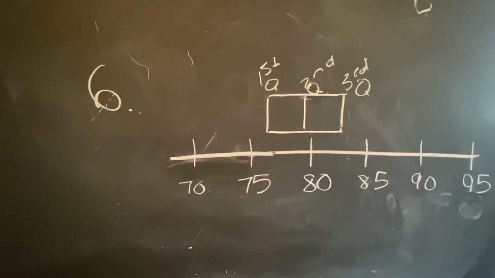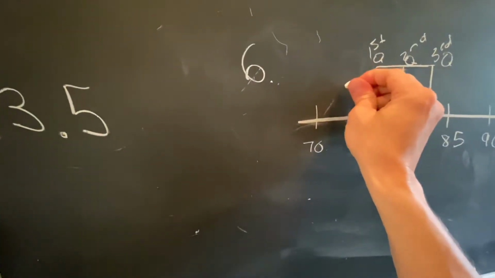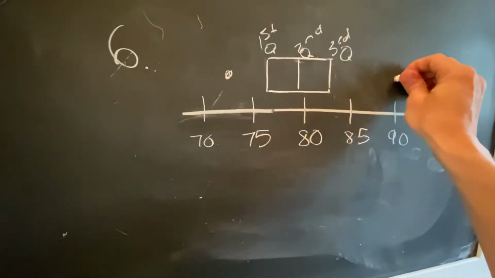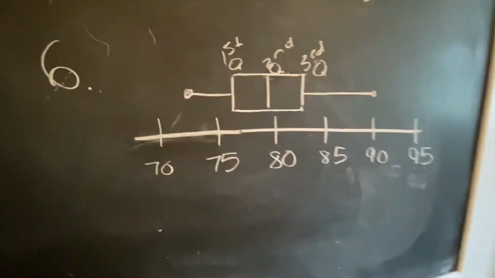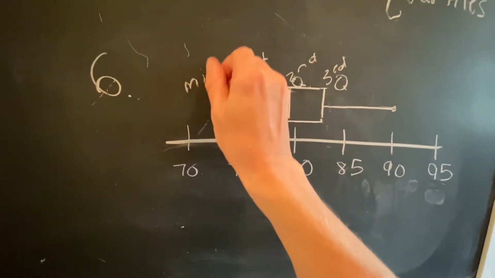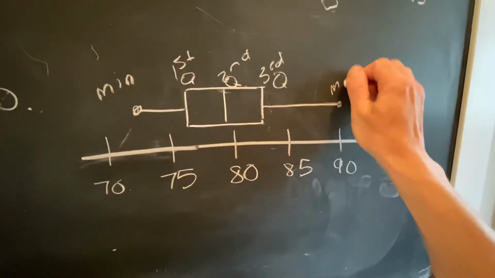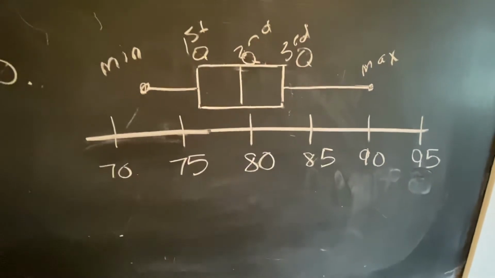Now the last thing you need for the box plot is your minimum, which is your lowest number. Our lowest number was 73. I'm going to put a dot right where 73 would go. Our biggest number on our list was 90. I'm going to put a dot where 90 would go. You connect these, and that is a box plot. Minimum, first quartile, second quartile, third quartile, maximum. This shows how our data in this set of numbers is arranged.